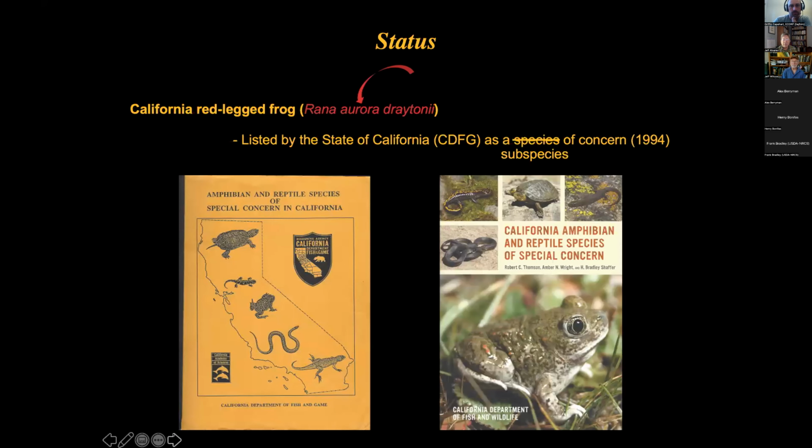So that's what I'm pointing out with this little swirl here, really just saying that it went from subspecies to species. But either way you look at it, it's still the same animal. So in 1994, the yellow book on the left was how it got designated, or when it got designated, in 1994 by Jennings and Hayes. And then Thompson et al. came up with this book, I think, in 2015.